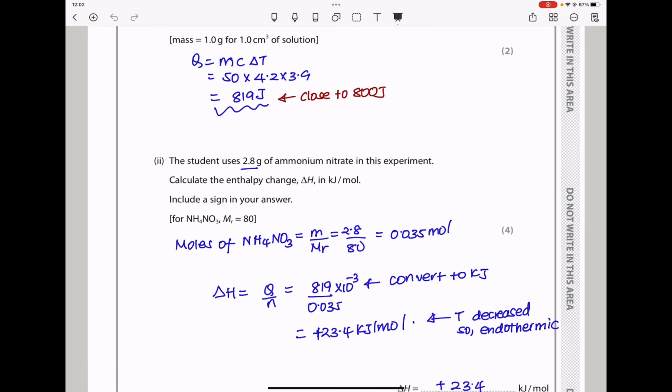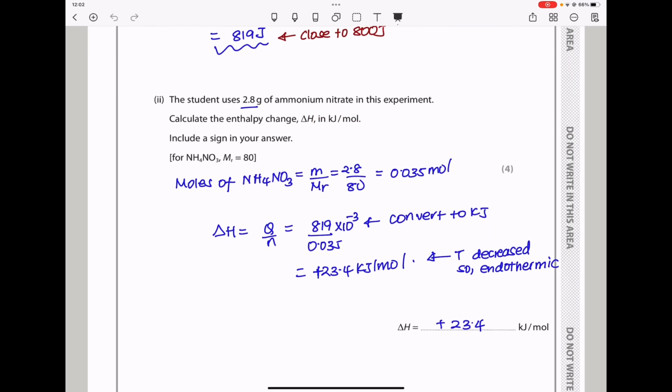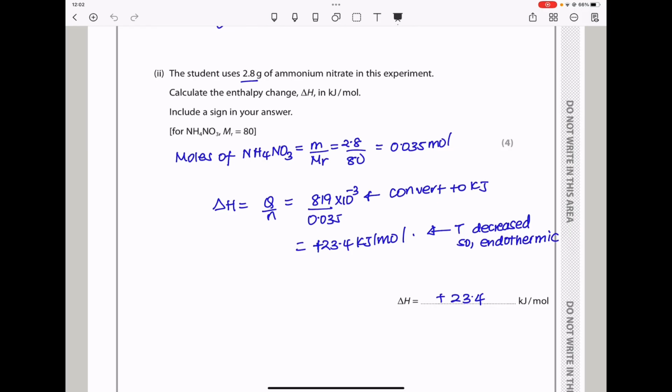Then next they say, the student uses 2.8 grams of ammonium nitrate in this experiment. Calculate the enthalpy change, which is delta H, in kilojoules per mole. They want you to include a sign in your answer. We are given the molar mass of ammonium nitrate as 80. So I'm going to use this mass and divide by the molar mass to find the number of moles. So it's going to be 2.8 divided by 80, giving us 0.035. So these are the moles of ammonium nitrate used in the experiment.